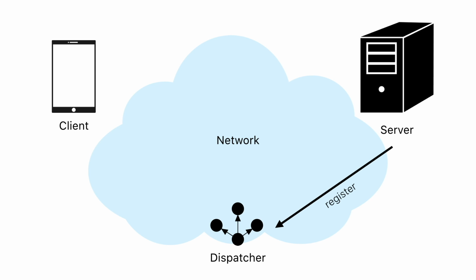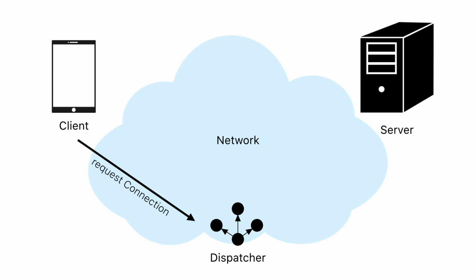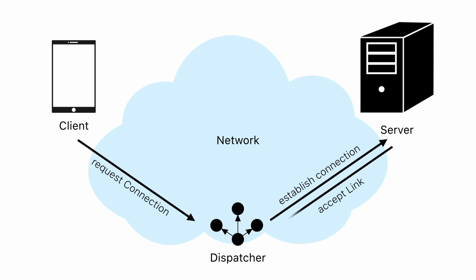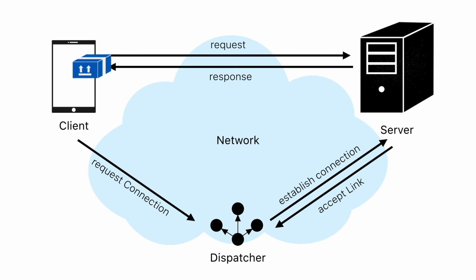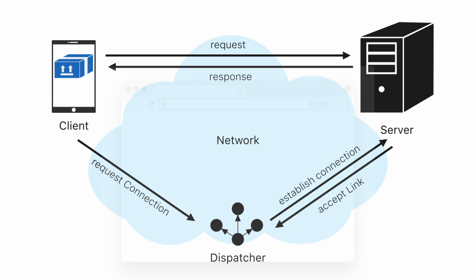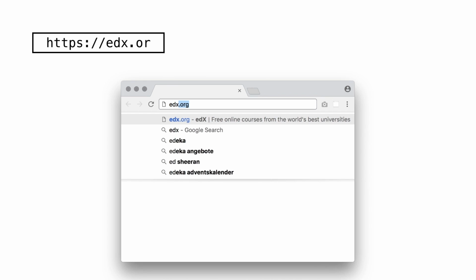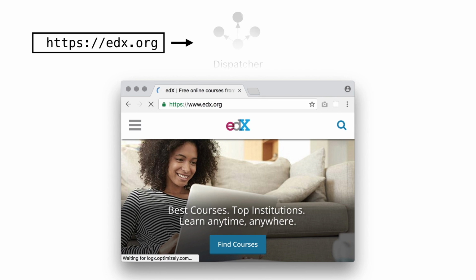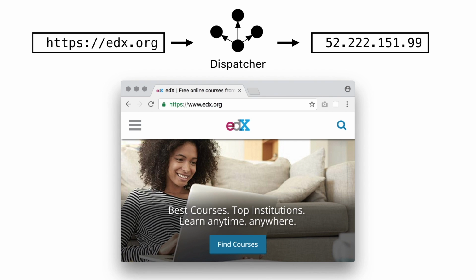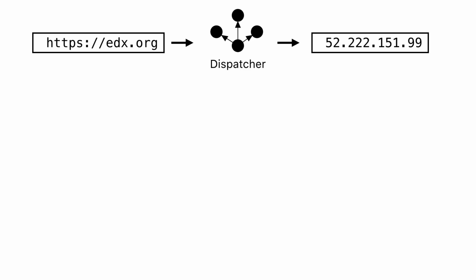The client requests a connection using the server's name as an identifier. The dispatcher then locates the corresponding server and establishes a connection. The server accepts the connection and the dispatcher establishes a channel between the client and server. The client can then send its request to the server. For example, if you type in edX.org in your browser's location bar, this identifier is mapped by a domain name system to the server's IP address, and then the requested service of the server is called.